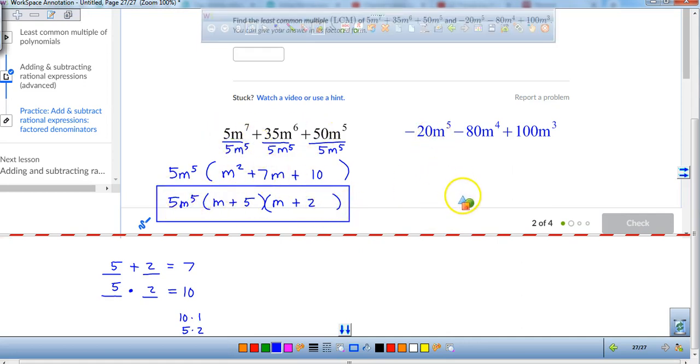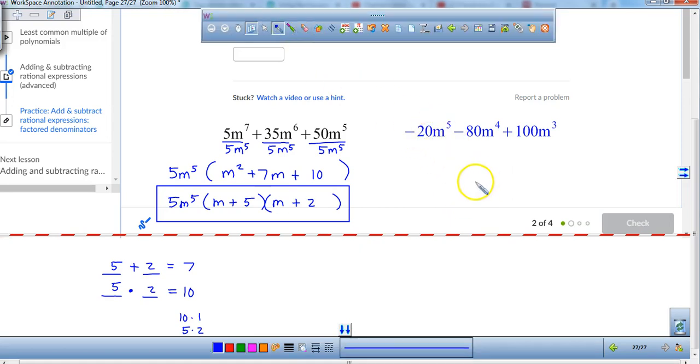Now we're going to head over here, and we are going to factor this guy as well. First thing that I'm going to do is factor out this negative. I'm just going to factor him out. Makes it a little bit easier. And I'm also going to factor out a 20, because 20 is divisible into 20, into 80, and into 100. So I'm going to factor that out, negative 20. And then the greatest number of m's that's common to all of these is to the power of 3. So I'm going to factor out m to the power of 3. And we'll see what we have left.